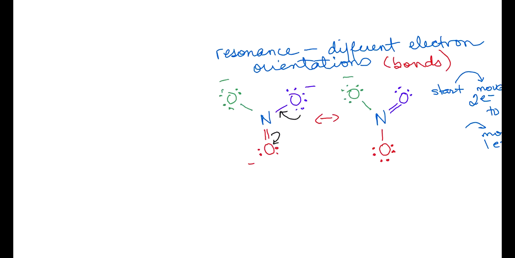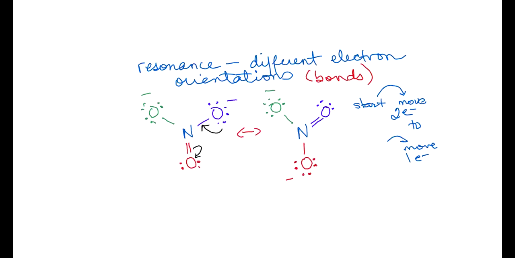Sorry, there's no formal charge on this oxygen. Let me get my color back. There it is. Okay. So what happens now is you draw the arrows to indicate where you want to move your electrons, and then you move your electrons.